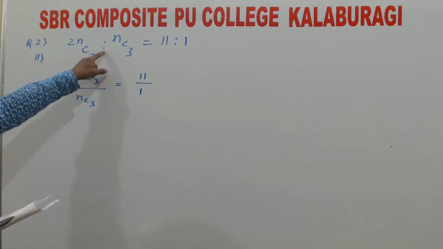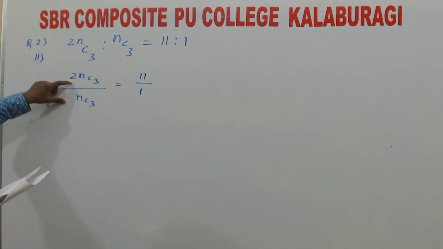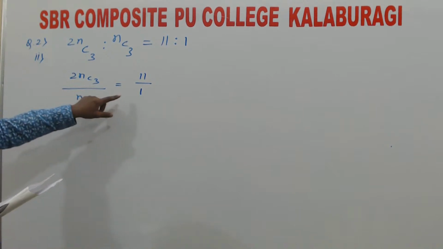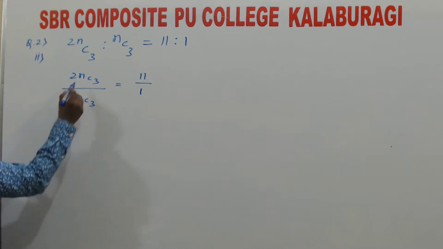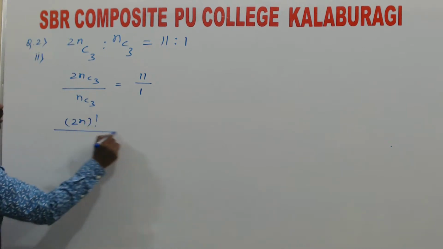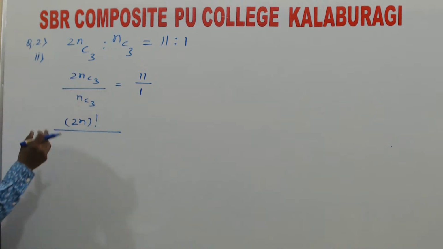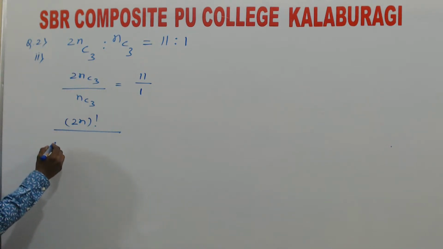So it is in the ratio form, right? A is to B can be written as A by B. So 2nC3 divided by nC3 equal to 11 into 1. So now let me solve this one using the formula, 2n factorial whole divided by... So what's the nCr formula? n factorial by r factorial into n minus r factorial.